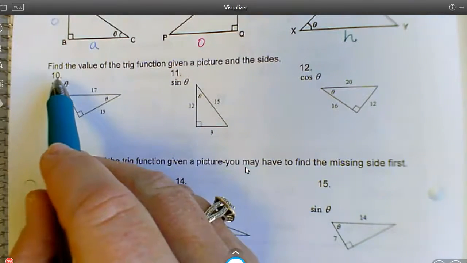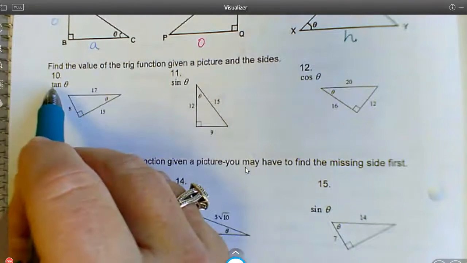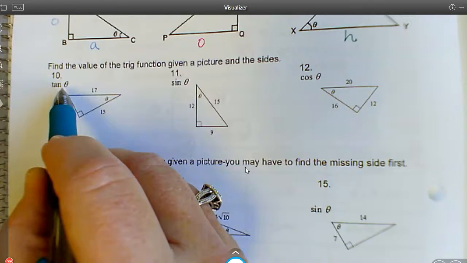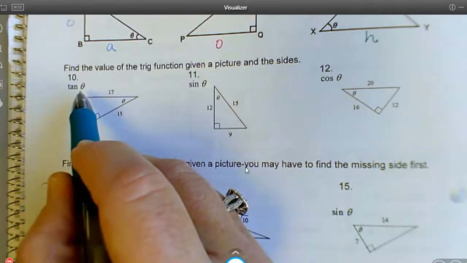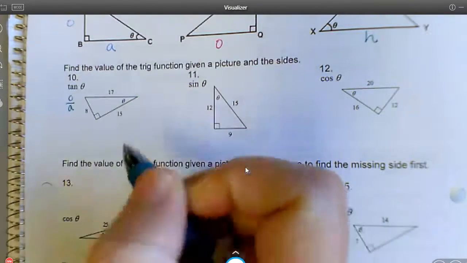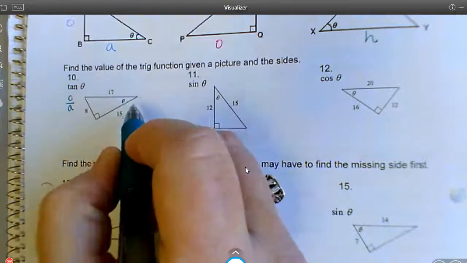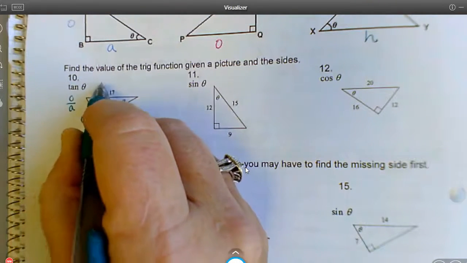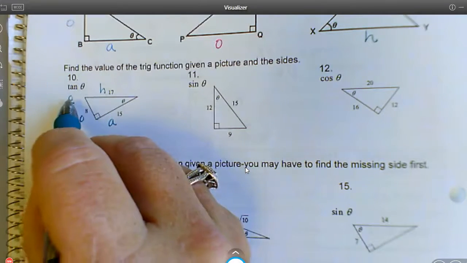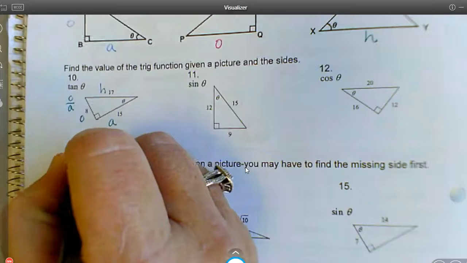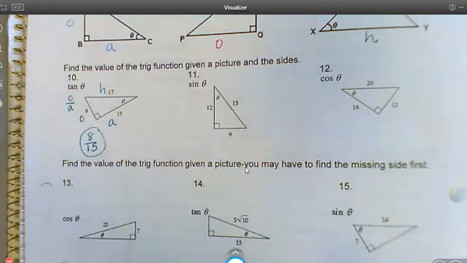The next one says find the value. So it says find tangent of the angle. Okay? Using SOHCAHTOA, that just means figure out which sides go with tangent. Tangent is opposite over adjacent. So think about labeling it. Opposite is across from the angle. Hypotenuse is across from the 90, and the other side's the A. We need O and A. So O and A is 8 over 15. Try 11 and 12.